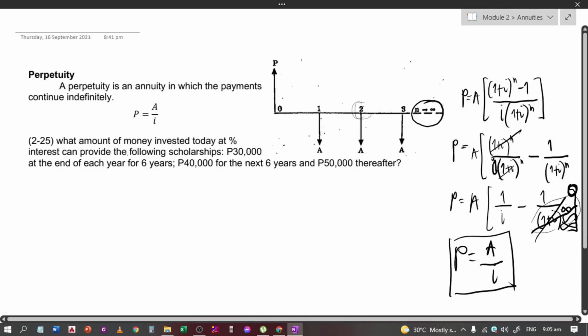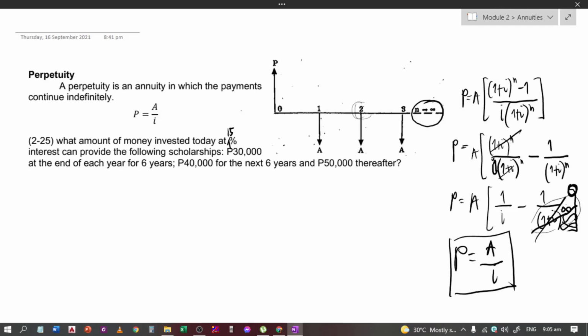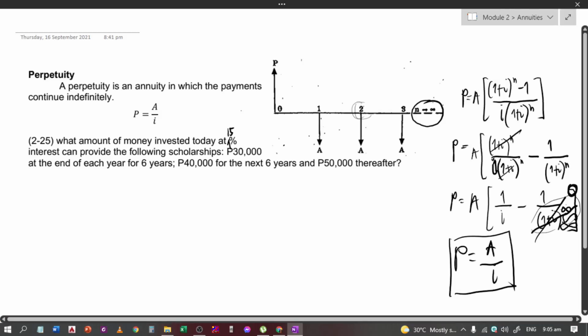So, what amount of money invested today at 15% interest can provide the following scholarship. So, 30,000 pesos at the end of each year for 6 years. 40,000 for the next 6 years and 50,000 thereafter. So, when you read the word thereafter, meaning to say, nagko-continue siya ng tuloy-tuloy. Hindi mo alam kung kailan mag-end yung paghulog nun. So, let's draw the cash flow diagram para mas madali natin maintindihan.